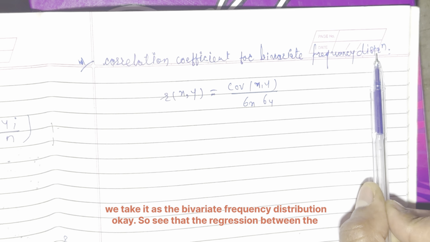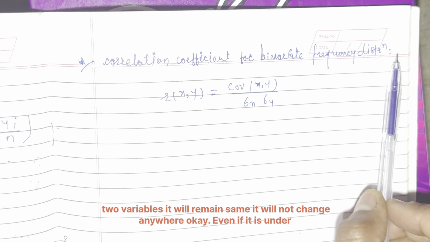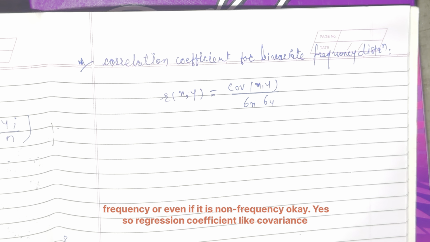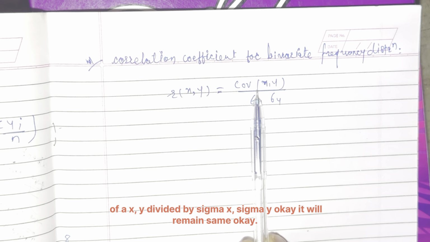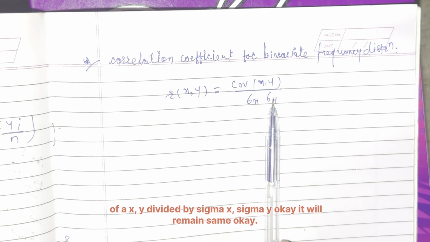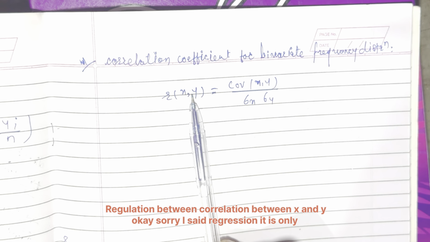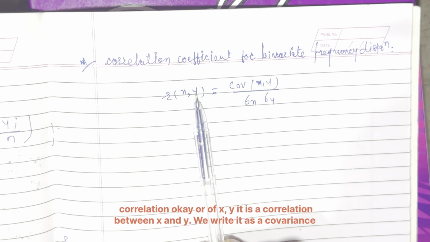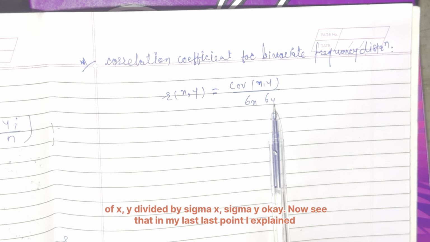the bivariate frequency distribution. The correlation between the two variables will remain the same; it won't change anywhere, whether it is a frequency or a non-frequency data set. The correlation coefficient, covariance of xy divided by sigma x sigma y, remains the same. Sorry, I said regression, it is only correlation. The correlation between x and y, r of xy, we write as covariance of xy divided by sigma x sigma y.